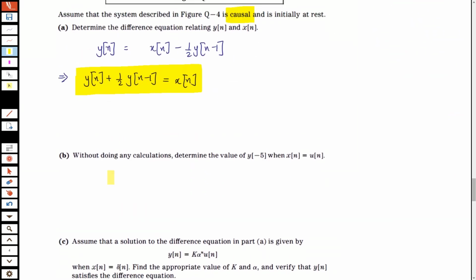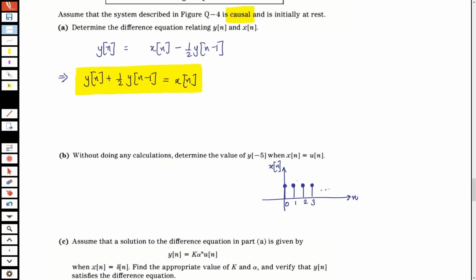Part B says, without doing any calculations, determine the value of y[-5] when x[n] is u[n]. x[n] is a unit step function in discrete time. So it's something like this. This is how u[n] looks like, unit step function.